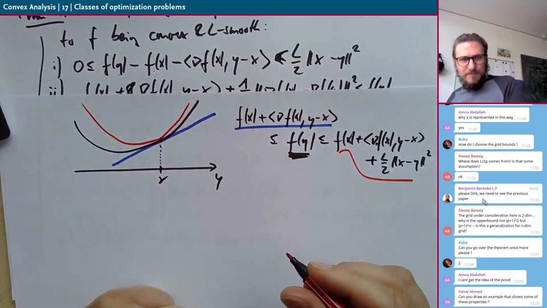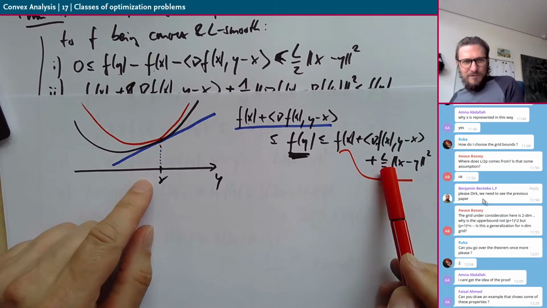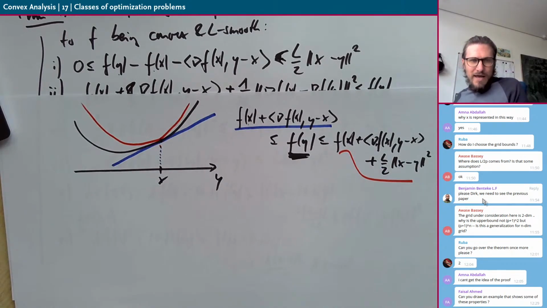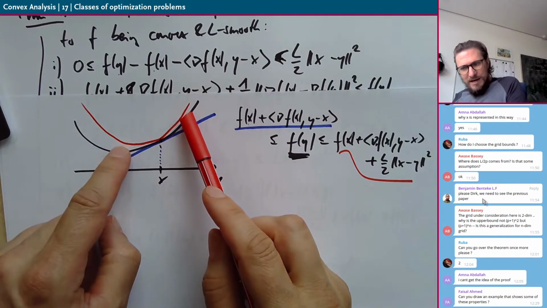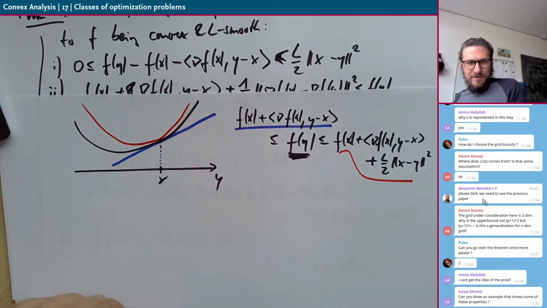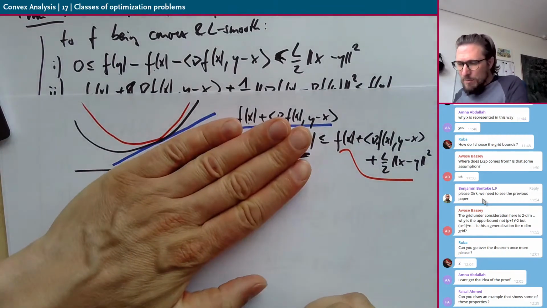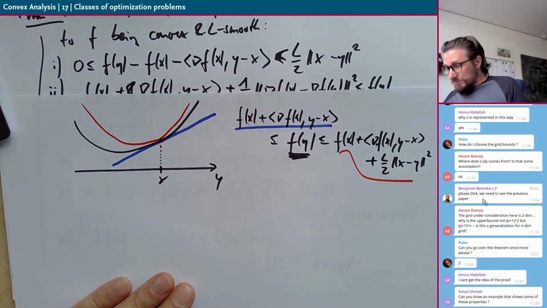What you can see from the picture is the size of L. The smoother the function, which means the smaller the L, the closer this red line moves to the blue line. And so the more the function itself is squeezed in between a linear lower bound and a quadratic upper bound. That's probably the most important thing here.